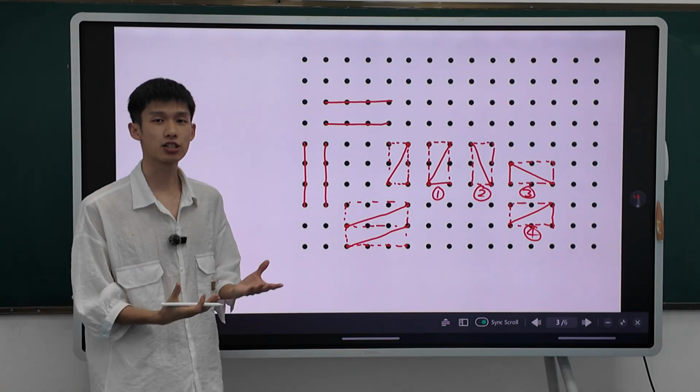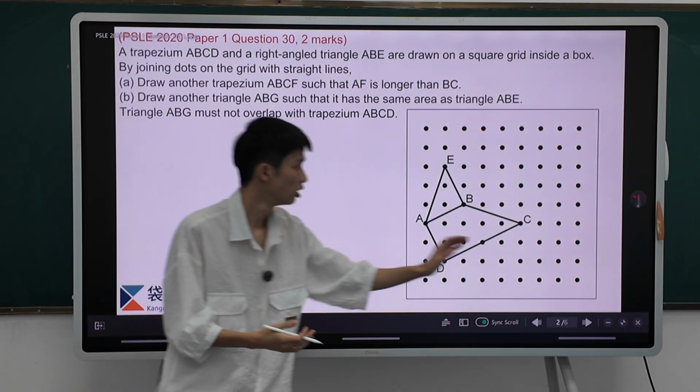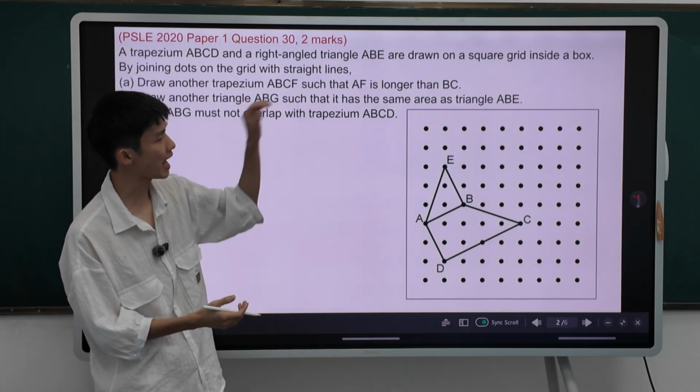So by understanding this, let's take a look at this one. The first question is, draw another trapezium ABCF such that AF is longer than BC.